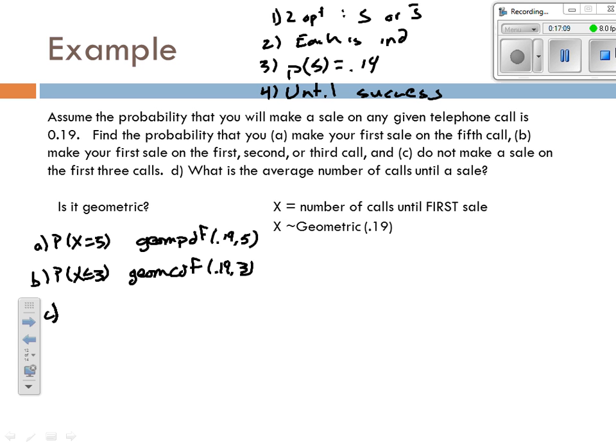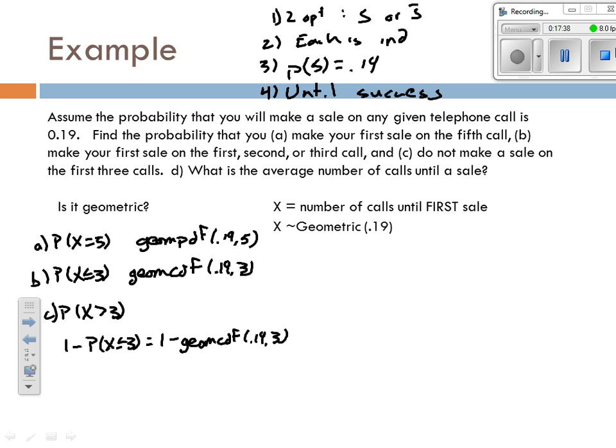0.19, 3. Part C, you do not make a sale on the first 3 calls. So that's the probability that x is greater than 3. Well, we have to play the trick again. So this would be 1 minus the probability that x is less than or equal to 3. And so we do 1 minus geometric CDF, 0.19, comma 3. That's how we get those values.